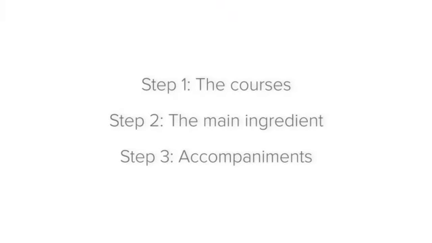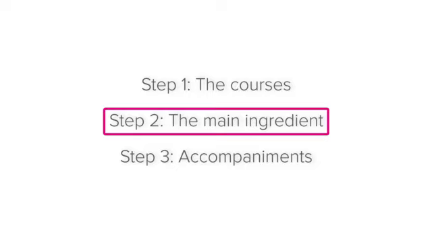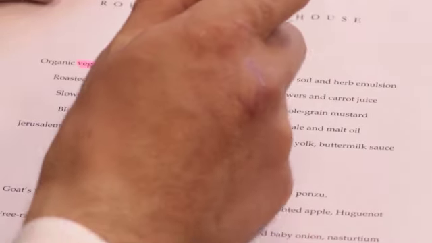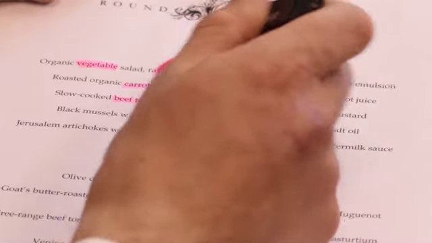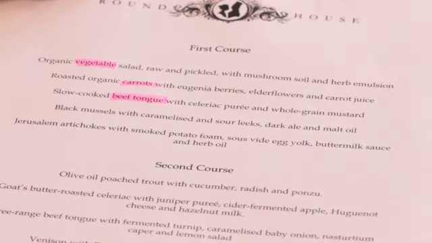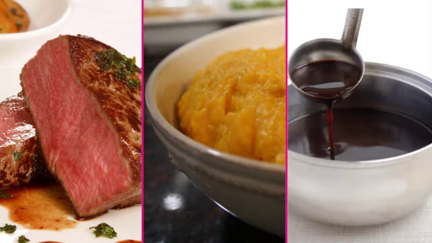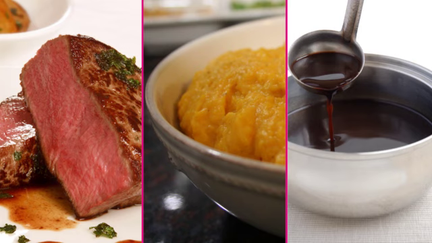Next, let's take a look at Step 2, the main ingredient and its cooking method. The next step involves taking each of the dishes on your menu and highlighting the main ingredient of each dish. The main ingredient is often the first ingredient that is mentioned in the menu description. For instance, take the dish grilled beef fillet with roasted vine tomatoes, butternut mash, and a red wine jus. It is built around the main ingredient, beef fillet.